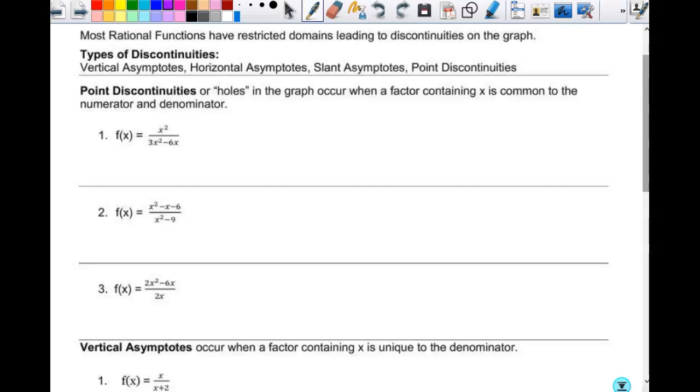Okay, so our types of discontinuities. We have vertical asymptotes. We've already been finding those, we were doing that yesterday, right? Horizontal asymptotes, which I know you know what they are. Slant asymptotes, which may be new to some of you. I got the feeling that if you were in pre-AP, you did them, and if you weren't, you didn't. Okay, so it's really not that bad.